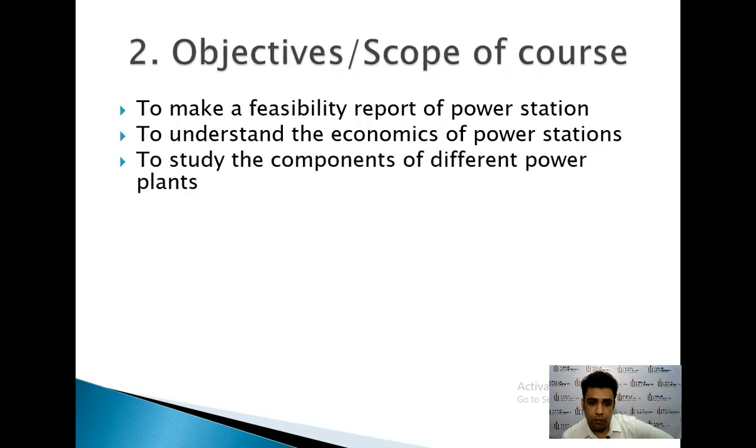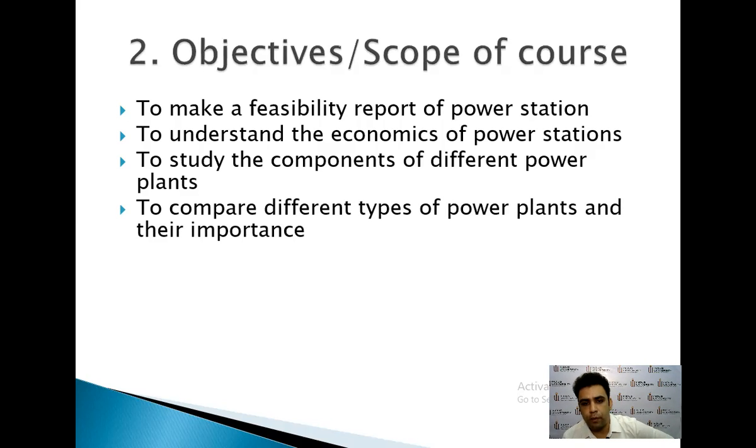To study the components of different power plants: they will study the components which we use in each power station. There are different components, like in hydroelectric there are turbines, tunnels, spillways, and walls. These are the components of any power plant. Like for a nuclear power plant, there is a nuclear reactor and generators and its starting process. These are our components.